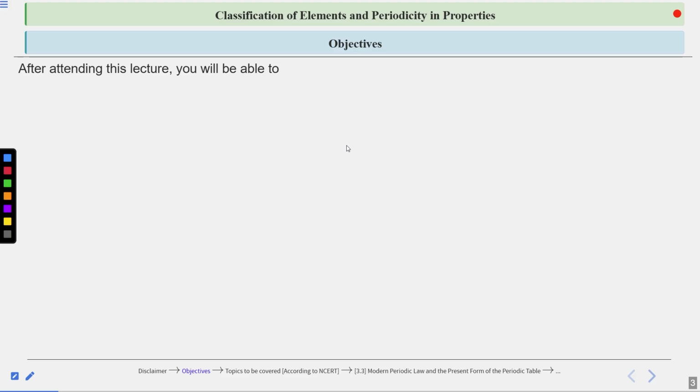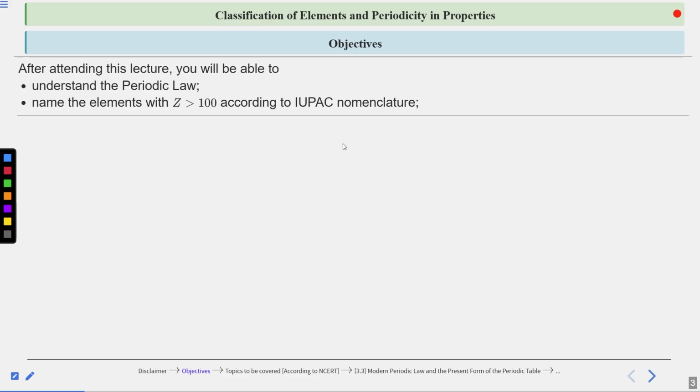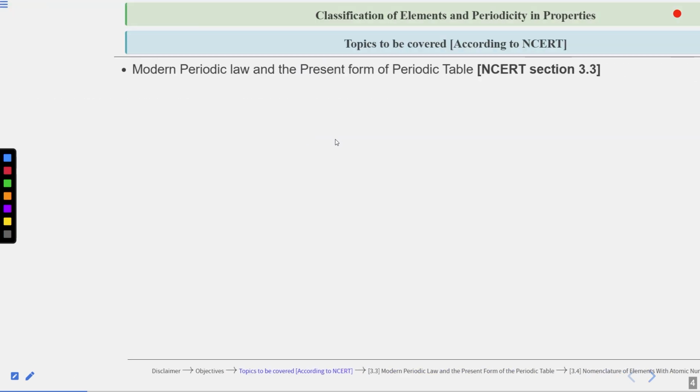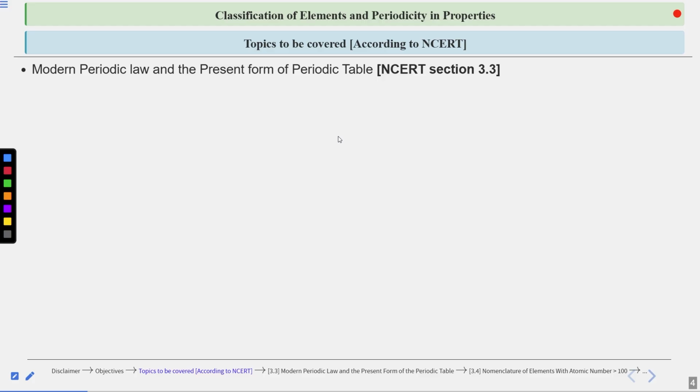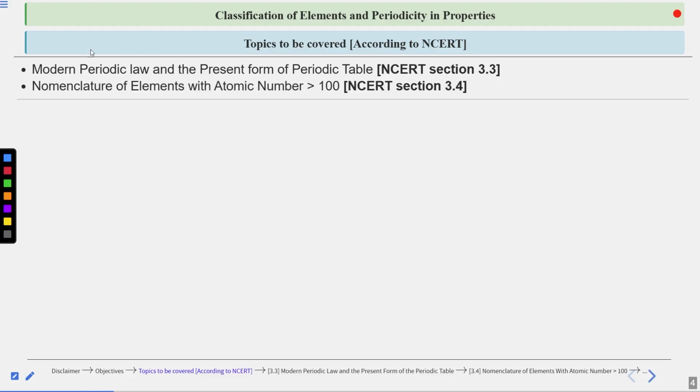Our objective today would be to understand the periodic law and look at the nomenclature of the elements whose atomic number is greater than 100. So the NCERT section 3.3 is on the modern periodic law and the present form of the periodic table, and the nomenclature of elements with atomic number greater than 100.